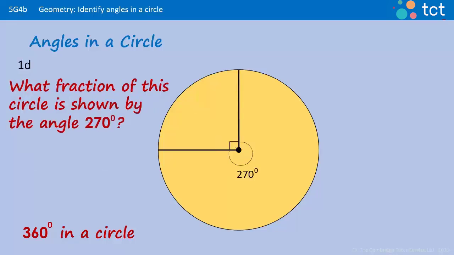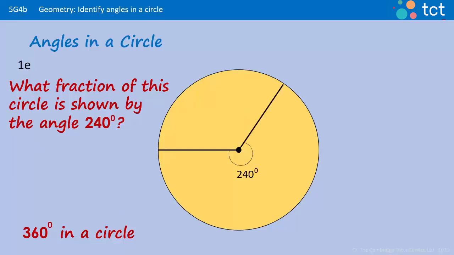What fraction of this circle is shown by the angle 270 degrees? You can see that the missing bit is a right angle, so that's 90. That's a quarter of a turn. If you've got a quarter of a turn there, the bit left must be 3/4 of a turn. 90 is a quarter of a circle. 3 times 90 is 270. That's 3/4 of the circle.